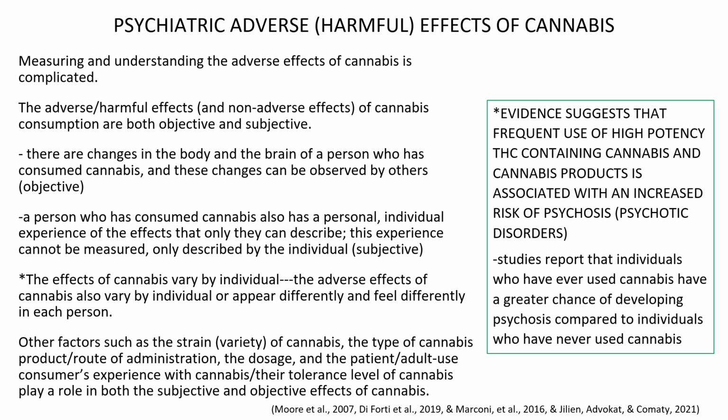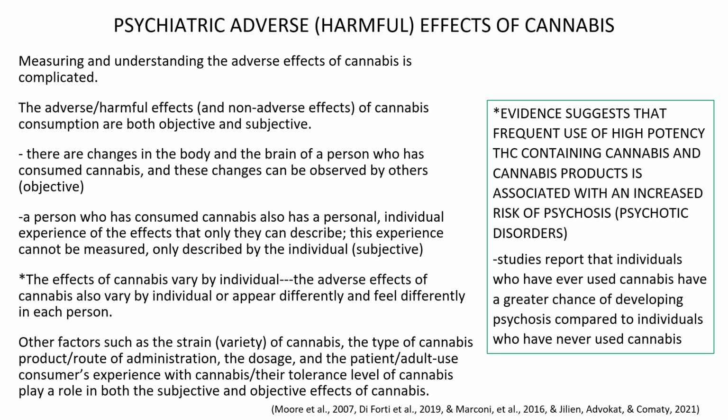Subjective. The effects of cannabis vary by individual. The adverse effects of cannabis also vary by individual, or appear differently and feel differently in each person. There are other factors such as the strain or variety of cannabis, the type of cannabis or product or route of administration, the dosage, and the patient or adult use consumer's experience with cannabis or their tolerance level of cannabis also play a role in both the subjective and objective effects of cannabis.